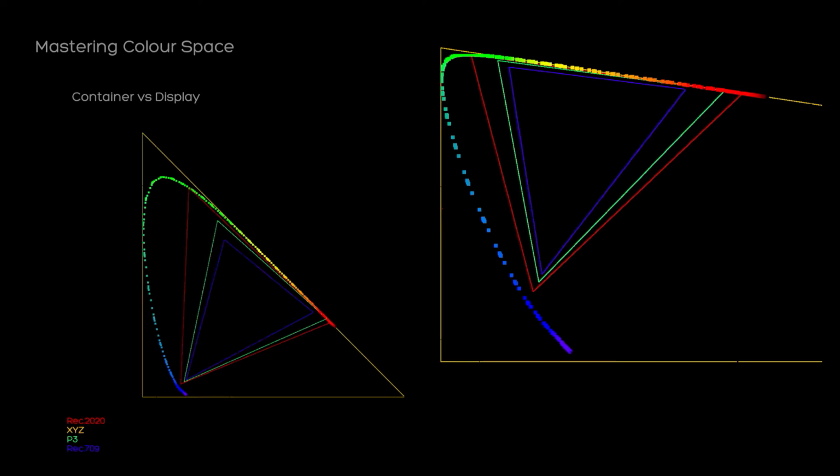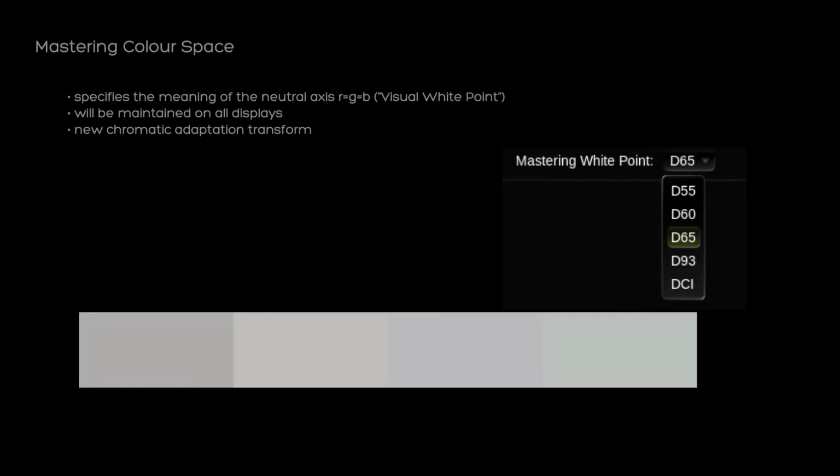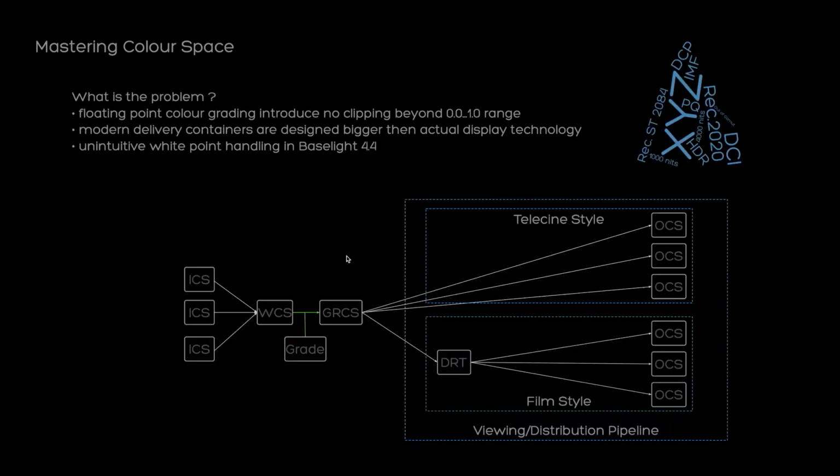In addition to those problems, we want to address the white point handling and chromatic adaptation transformation in Baselight, because in 4.4 and 1 the white point handling was kind of unintuitive. Okay, I have outlined our two typical color pipelines in Baselight. We have two kinds of schools in Baselight. We have the telecine style colorist and the film style or scene referred style colorist. And we will see that the mastering color space is important for all the different types of grading styles.